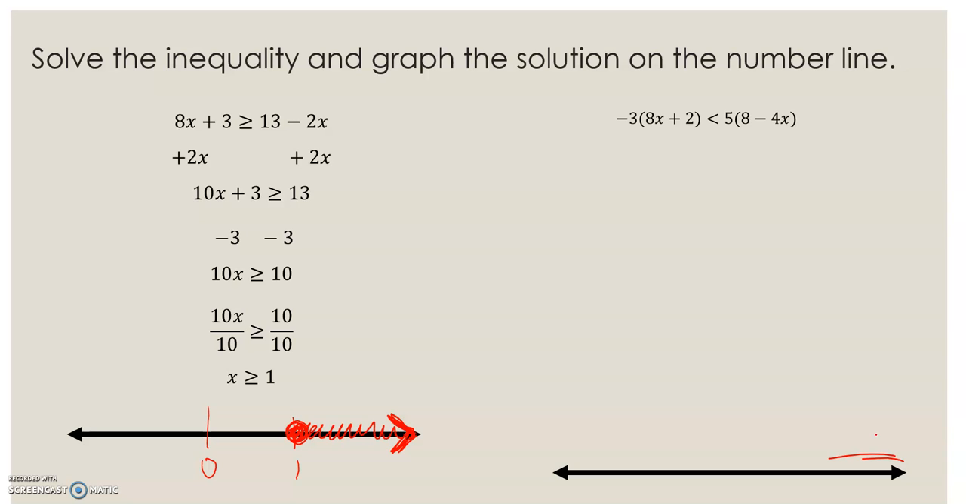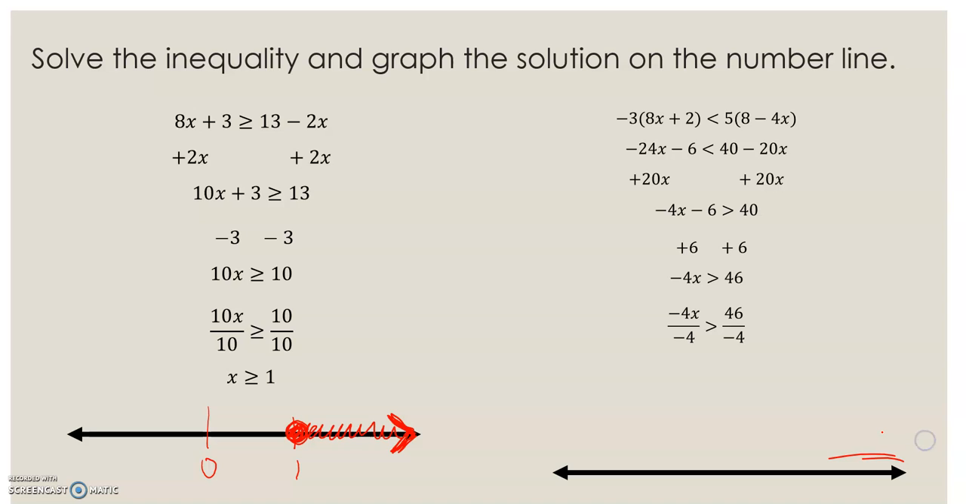Negative 3 times 8x plus 2 is less than 5 times 8 minus 4x. Negative 24x minus 6 is less than 40 minus 20x. We will add 20x to both sides. Negative 4x minus 6 is less than 40. Add 6 to both sides. Negative 4x is less than 46.